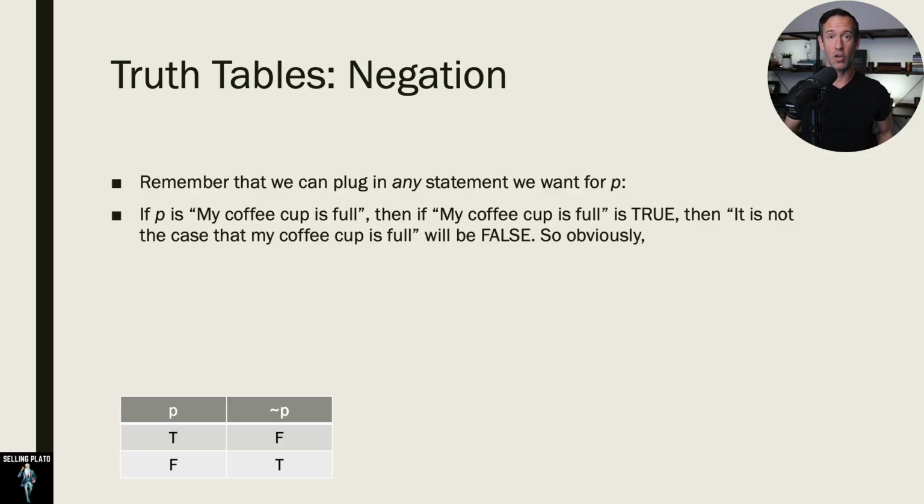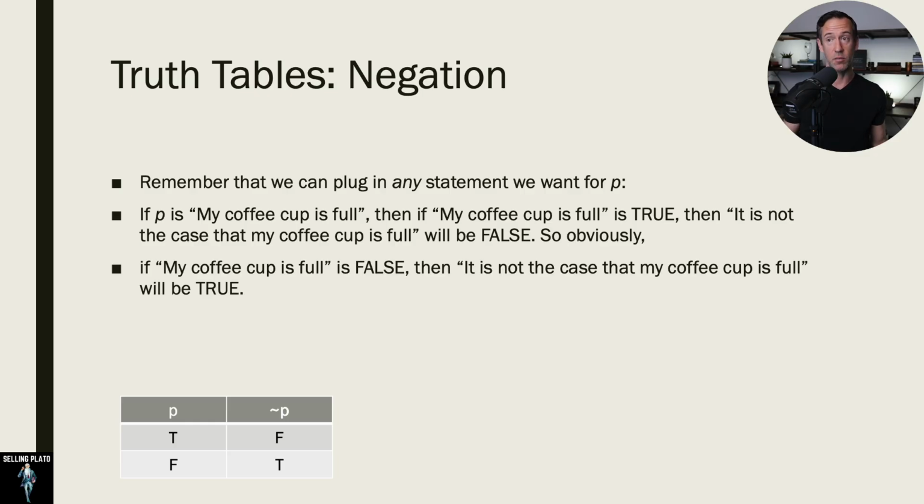All right, so I'll use our familiar example. If P is my coffee cup is full, then if my coffee cup is full is true, then it's not the case that my coffee cup is full will be false. And again, we're representing that using this truth table here. You can look at the truth values and say, okay, if this is the case, then that's going to be the case.